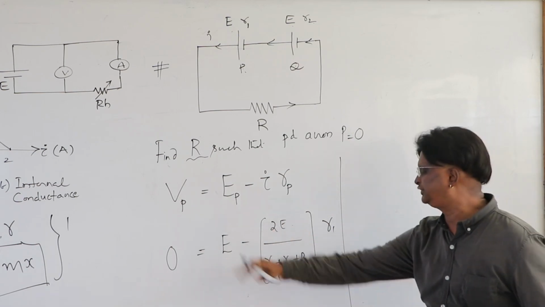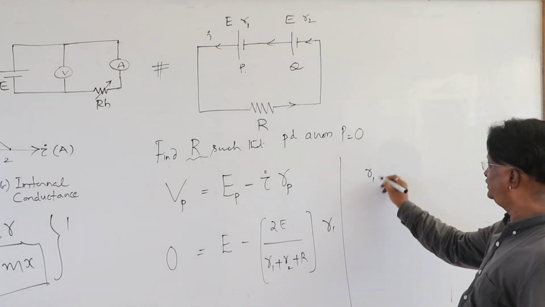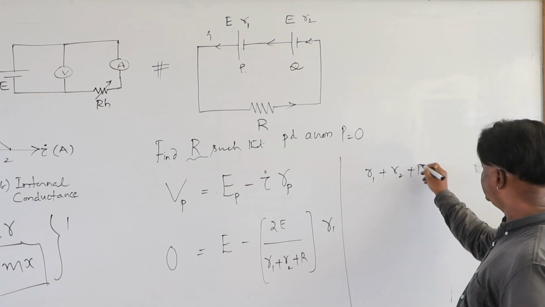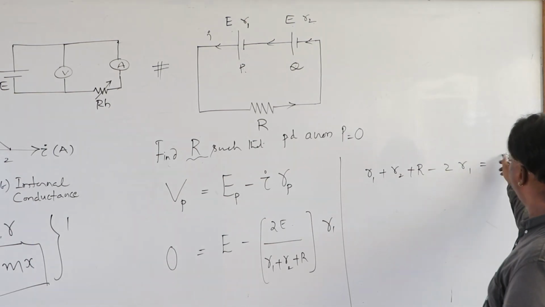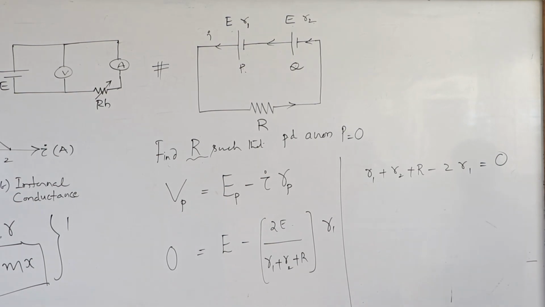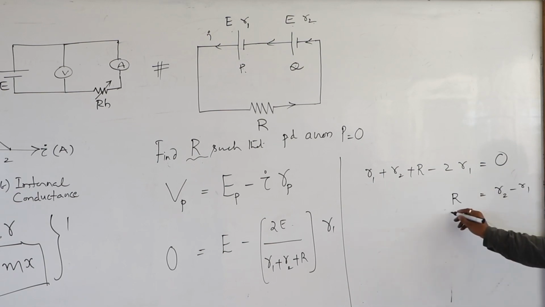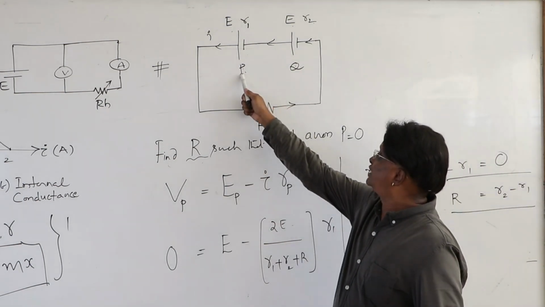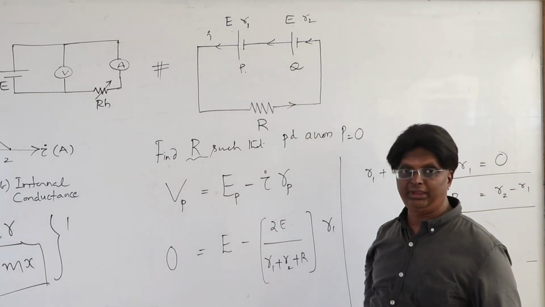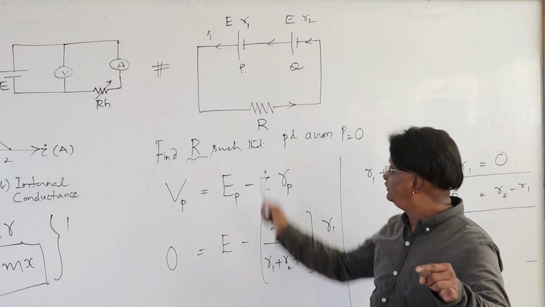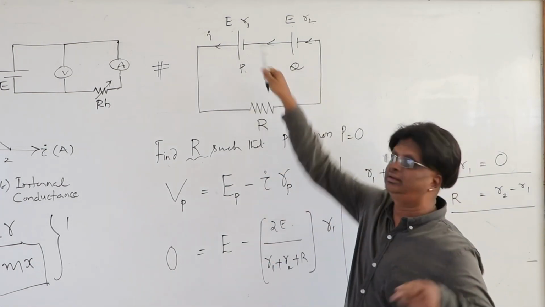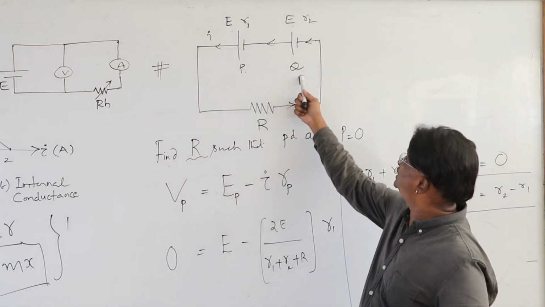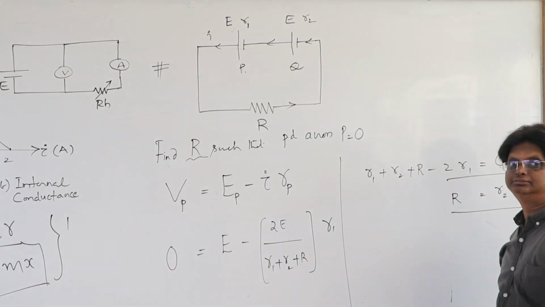Simplification, yes, the E term is gone. R1 plus R2 plus R minus 2R1 equals 0. Therefore, here capital R is equal to R2 minus R1. You got it? Remember, we are finding the PD across the cell P and it is said to be 0. Then the value of capital R is R2 minus R1. For the other case, it will be R1 minus R2.